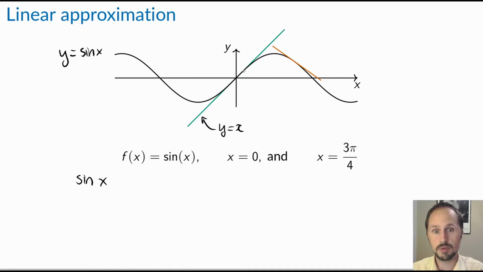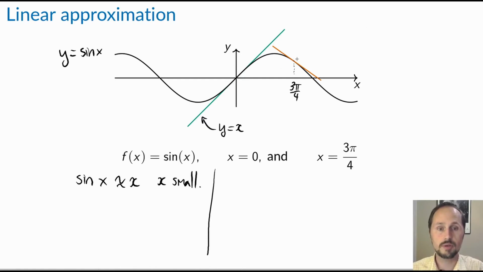And if you look at our picture, it's very convincing that y equals x gives a very good approximation as long as x is not too big. So sine x is approximately equal to x for x small. So that's the first thing we found. Now let's look at this orange line here. This is the tangent line at x equals 3 pi by 4. And we'd like to calculate what sine of x is at 3 pi by 4 and what cosine of x is at 3 pi by 4.